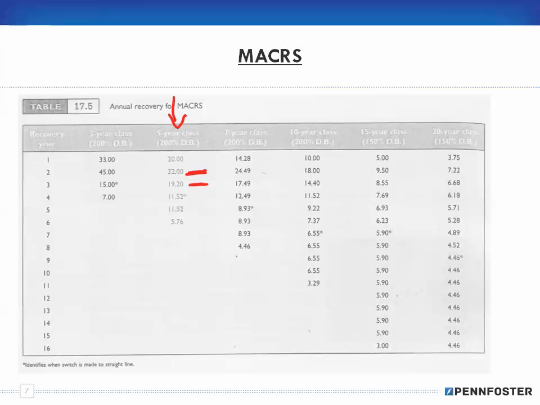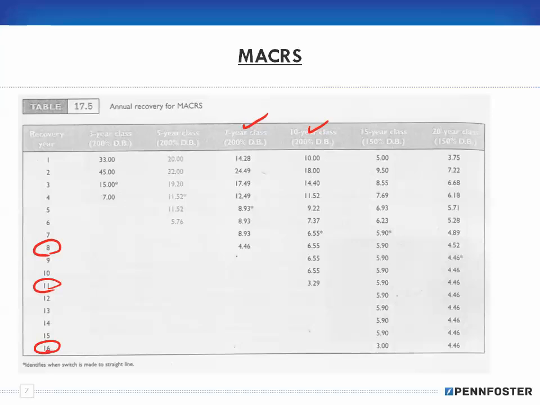But when you look at these asset classes, I mean, here's 7 years. Notice that goes to 8. Okay, here's 10 years. Notice that goes to 11. Here's 15 years. Notice that goes to 16. Okay, this is not a complete table. It's a partial table, and like I said, you can get a complete table from the IRS if you want. But really, that's all there is to the last part of MACRS.